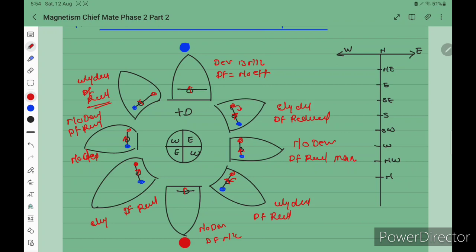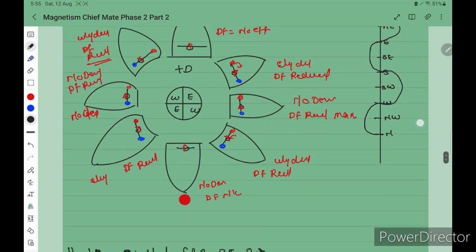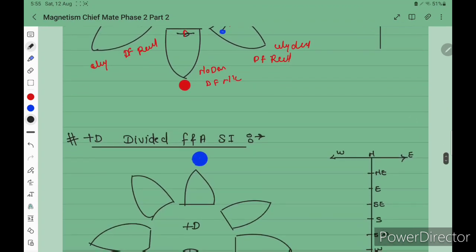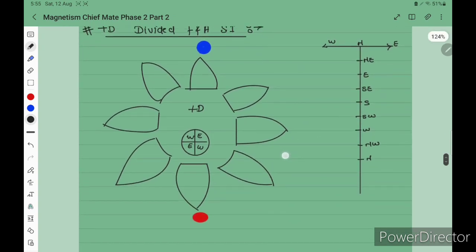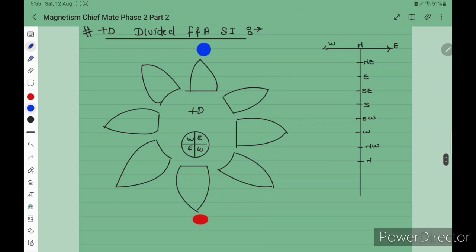Now, how does the graph look? So the graph is from north to the east, it is easterly. Then from 90 to 180, it is westerly. Then easterly, then westerly. So it is quadrantal. Now plus D divided fore and aft soft iron. So make the vessel on all cardinal and intercardinal headings. Make the compass card in the center.